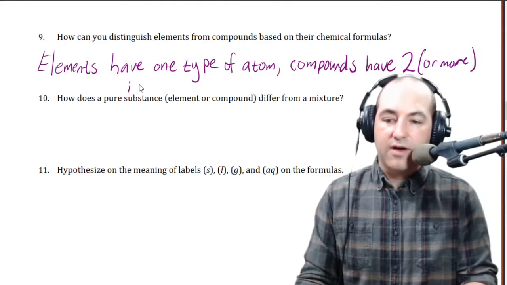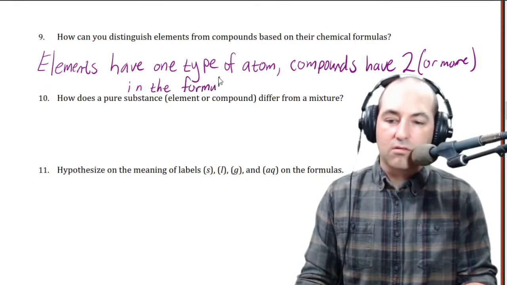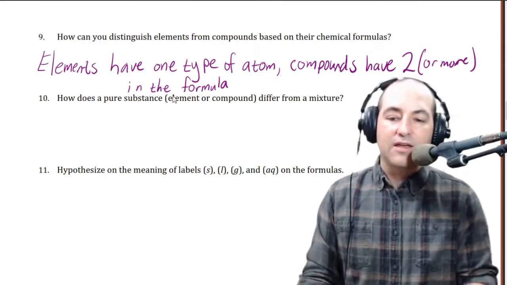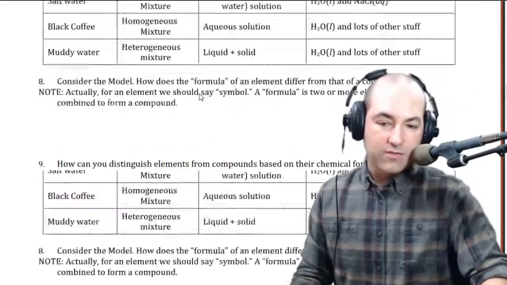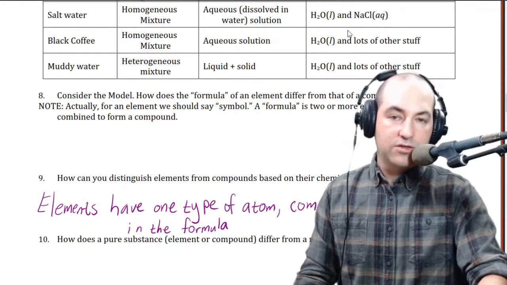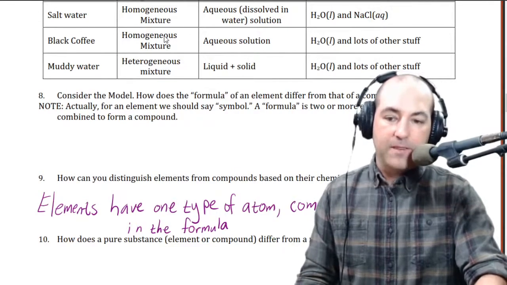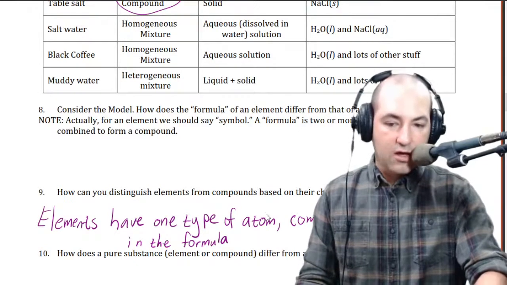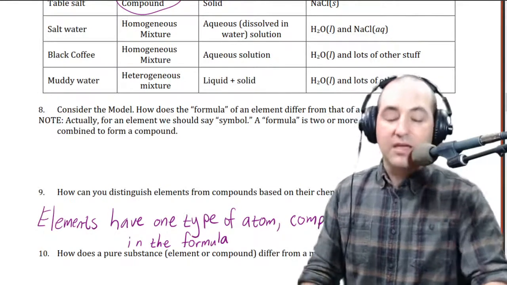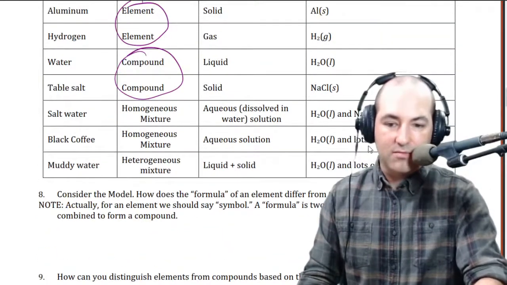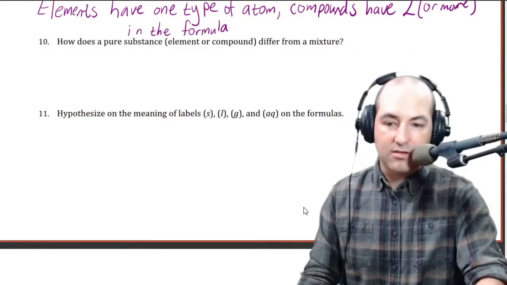And then we should also specify that compounds have two or more types of atoms in the formula. Because if we go back up to the table here, we can see some other stuff that also has two or more types of things, but those are not called compounds. Those are called homogeneous or heterogeneous mixtures. So it can't just be how many atoms there are, but something about that they're in this formula together. They're missing this word, and so the next thing is going to help us out with that a little bit.